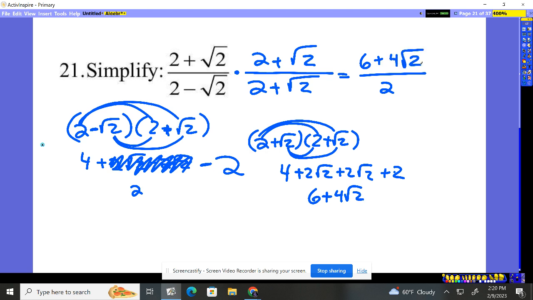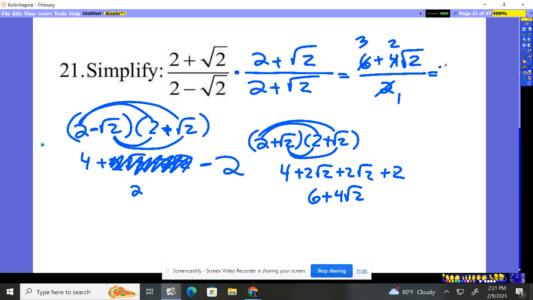Now that looks great. However, I should notice that this can simplify a little bit more because the 6, the 4, and the 2 all can be divided by 2. Inside the house will never divide with somebody outside the house, so don't try that. So what can 6, 4, and 2 all be divided by? 2. 2 divided by 2 is 1. 4 divided by 2 is 2. 6 divided by 2 is 3.